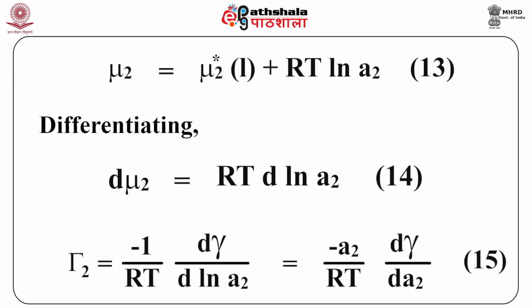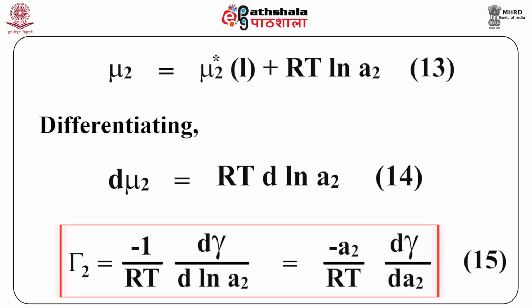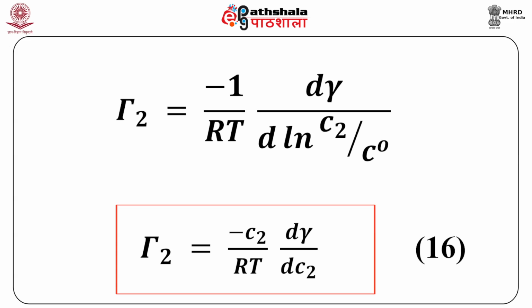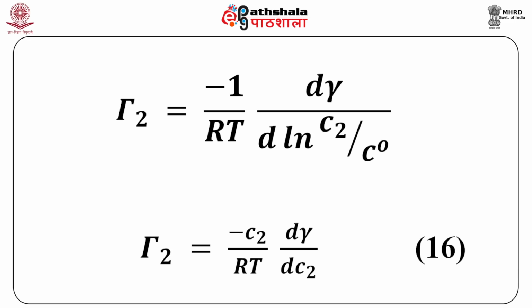Using equation 12 and equation 14, we get gamma 2 equals minus 1 by RT d gamma divided by d ln A2, which can be written as minus A2 by RT d gamma by dA2, as our equation 15. For a dilute solution, we have gamma 2 equals minus 1 by RT d gamma by d ln C2 by C0, or gamma 2 equals minus C2 by RT d gamma by dC2, as our equation 16. This equation is termed the Gibbs adsorption isotherm.